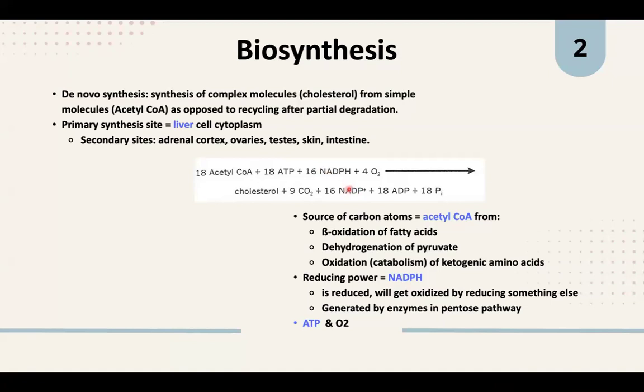When it does that, it can reduce something else. Okay? So that's what we mean by reducing power. And the other two are ATP and oxygen. And that's how we can get cholesterol. And all of these things just result from using up these ones.